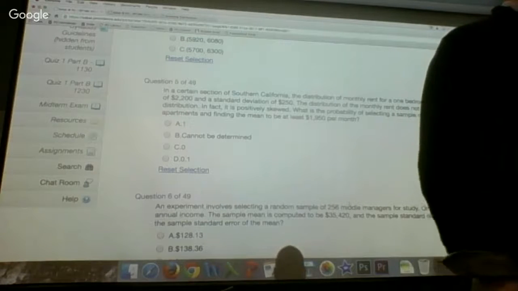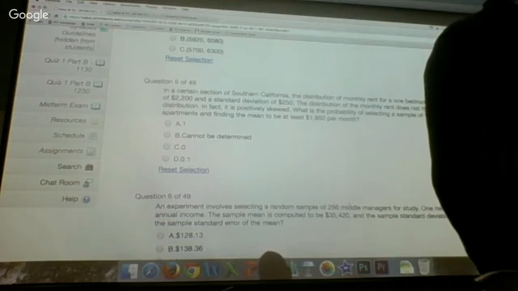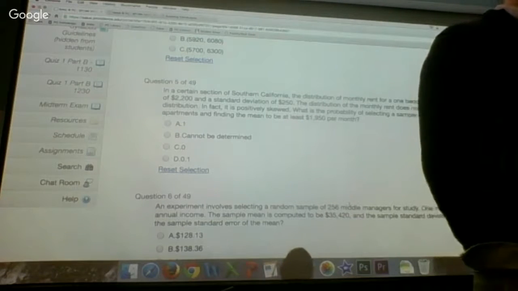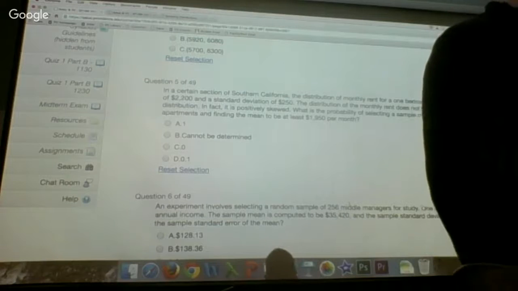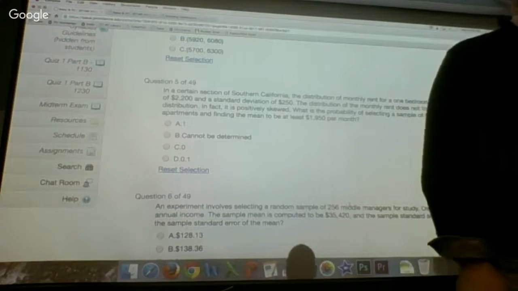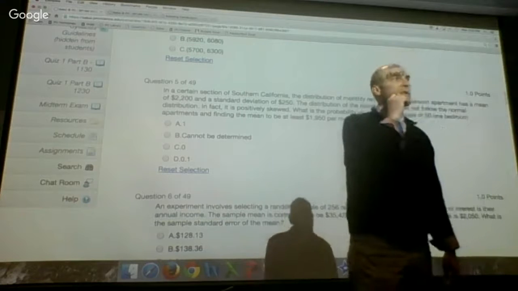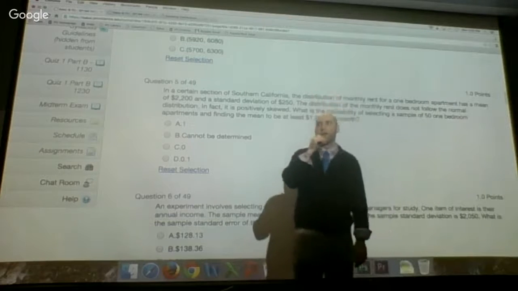If this were a standardized test, and some of you are going to take GREs, some of you are going to take GMATs, and some of you are going to take LSATs, et cetera, et cetera. I don't know. I sort of ran out of them.